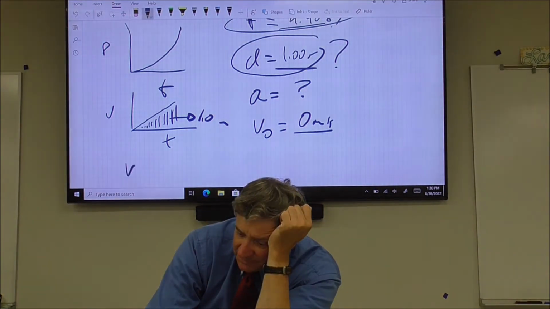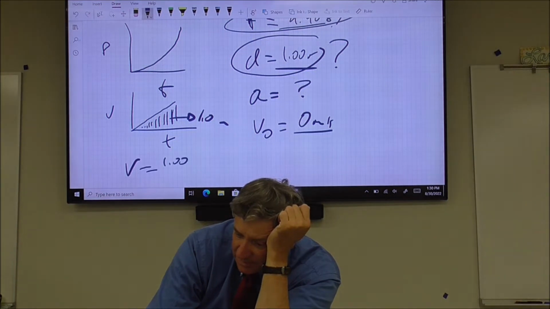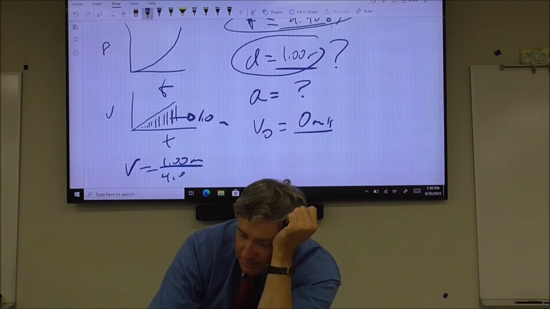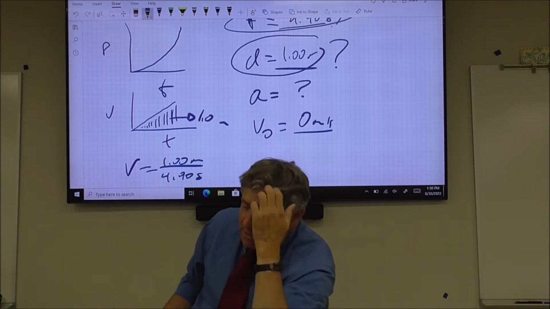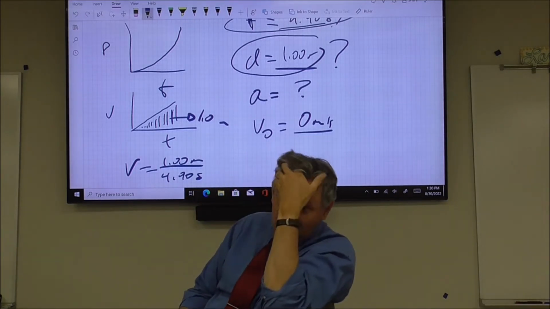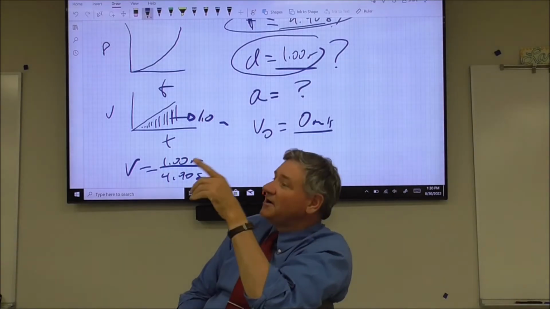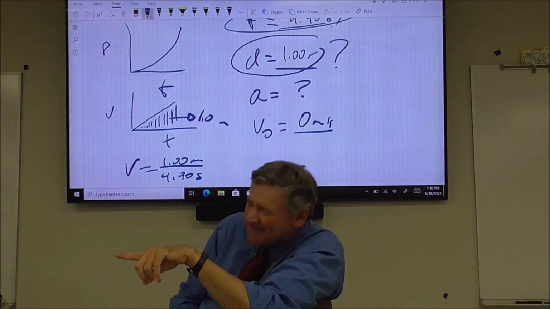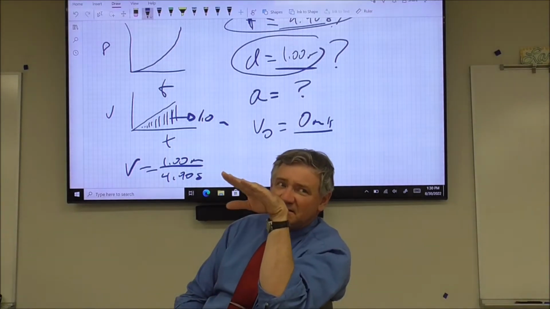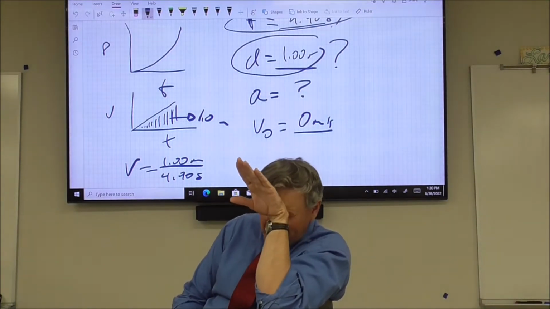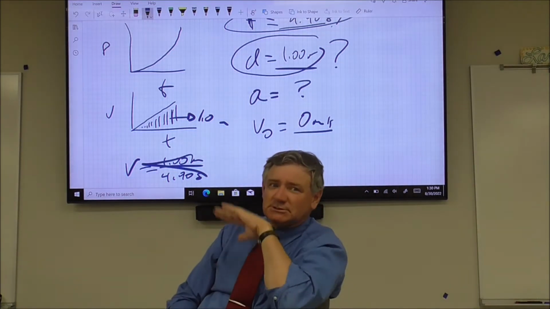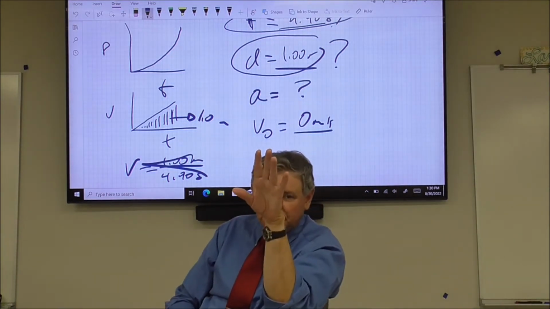To find my final velocity, could I take 1 meter, what was that time, 4.9? Yeah. Could I take 1 meter and divide that by 4.9 seconds? No. You shake your head no. Why? Because that's only when it's a constant velocity. Is this a constant velocity? No. For the love of physics, no, it's not. Don't do that.